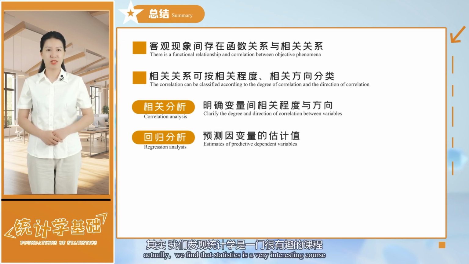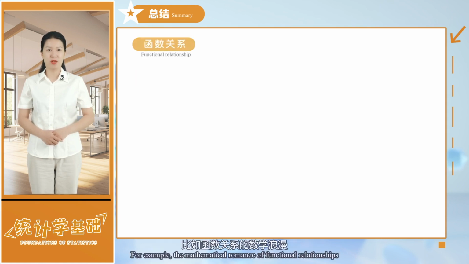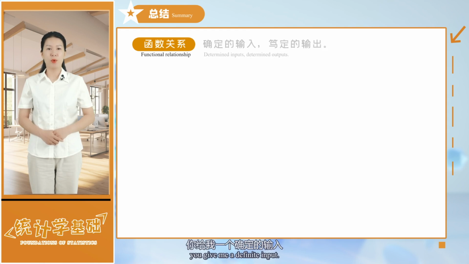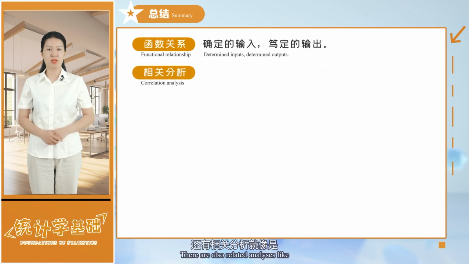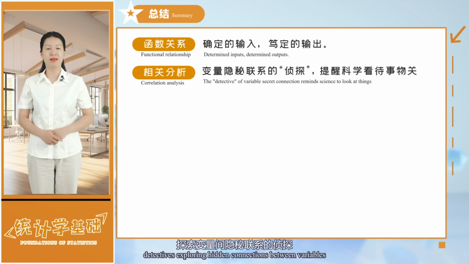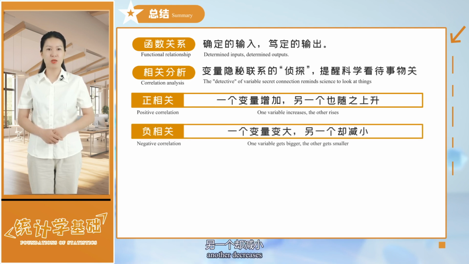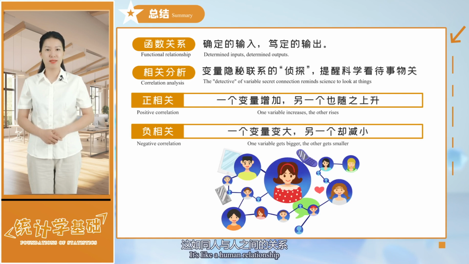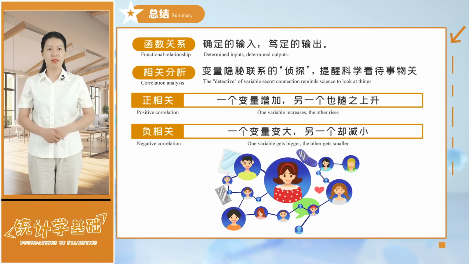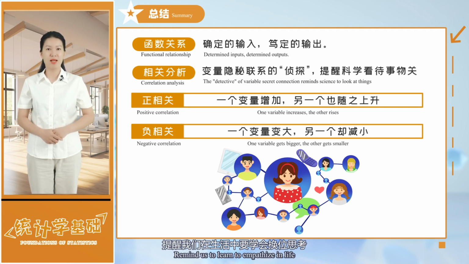Actually, we find that statistics is a very interesting course. For example, the mathematical romance of functional relationships: you give me a definite input, I will return you a certain output. There is also correlation analysis, like detectives exploring hidden connections between variables, reminding us to see the relationship between things with a more scientific perspective. In a positive correlation, when one variable increases, the other goes up. In a negative correlation, when one variable becomes larger, the other decreases. It's like human relationships: they interact with and relate to each other. This reminds us to learn to empathize in life, understand the position and situation of others, and with tolerance and understanding, build harmonious relationships.